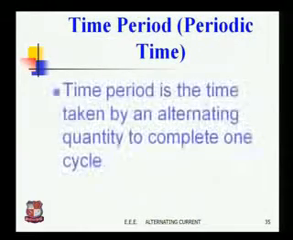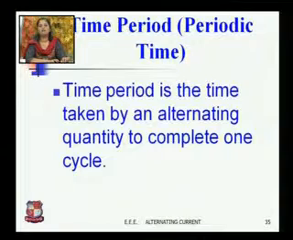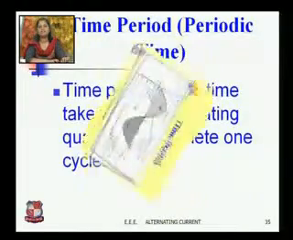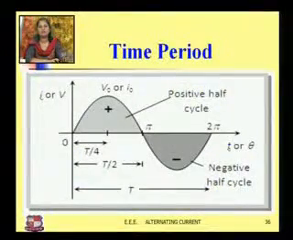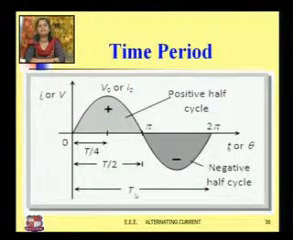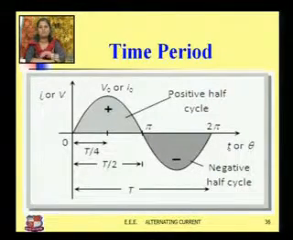Now next is the time period. Time period is also known as the periodic time. It is the time taken by an alternating quantity to complete one cycle. As shown in the figure, this capital T indicates the time period. This is the time to complete one cycle and the unit of time period is the second. Now as shown in the figure, this is the T by 2 time period and this is the T by 4 time period. So time period is nothing but the time taken to complete one cycle, in seconds.